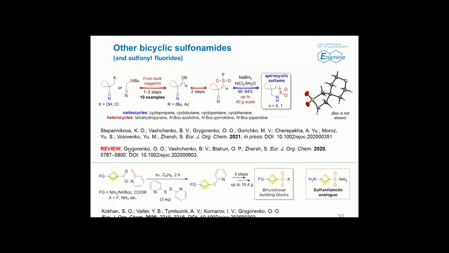In our recent review on saturated bicyclic sultams, you can see not only this type of chemistry, but all the known bicyclic saturated sultams were described to date. And this review is available from European Journal of Organic Chemistry. And to finish my part of the talk about sulfonamides, I'd like to draw your attention to bicyclopentane derivatives. These compounds are widely used and widely proposed as benzene isosteres.